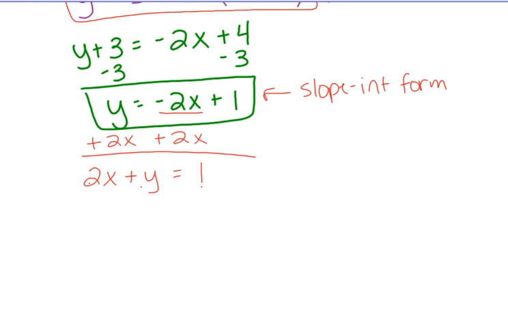My second rule is that my leading coefficient can't be negative. My leading coefficient is 2. 2 is not negative, so I'm good there. And my last rule is that all my numbers must be integers. So between my coefficients and my constant, I have to have all integers, meaning no fractions, no decimals. I don't have any. So right here, I can say I'm in standard form.